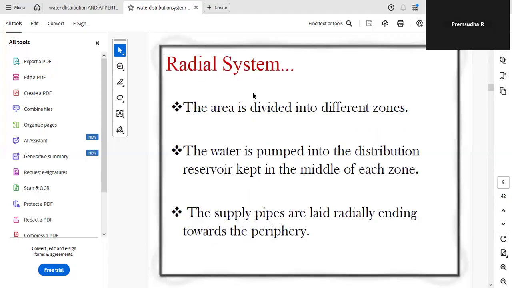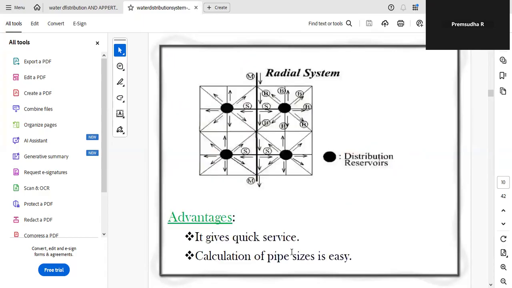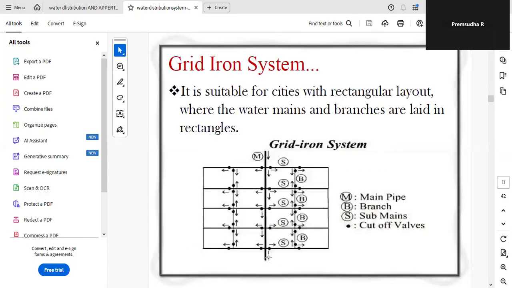In the radial system, the area is divided into different zones. The water is pumped into the distribution reservoir kept in the middle of each zone. The supply pipes are laid radially ending towards the periphery. Here you can see the periphery, there is a water supply. The advantages of the system are that it gives quick service and calculation of pipe size is easy.